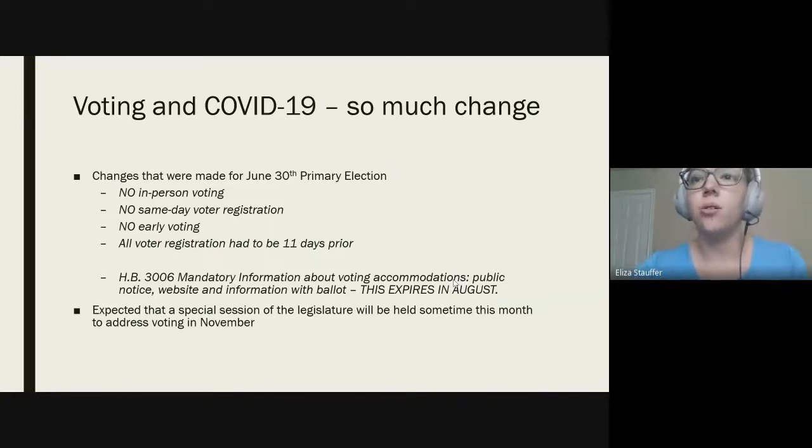Some things to know about what happened for this last election was that each county was mandated that they must provide accommodations for voters with print disabilities. The counties had to communicate how to access an accommodation on their website, in public notices, and with the mailed ballot. We would like to see that continue.